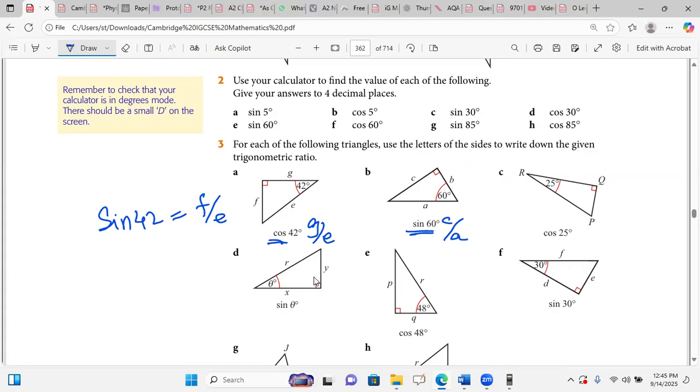For this one, cos 25, so it is PQ over PR, as the ratios of their lengths, and sine theta will equal y over r. Here cos 48 is q over r. For here, sine 30 is e over f.